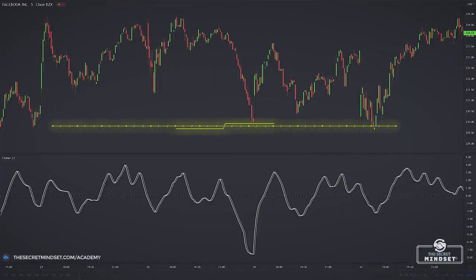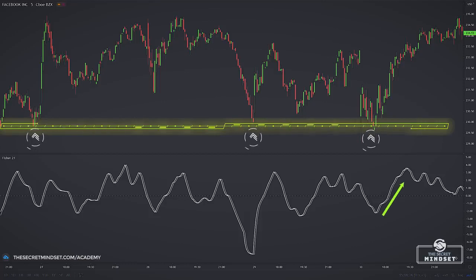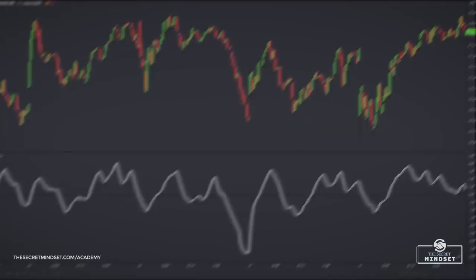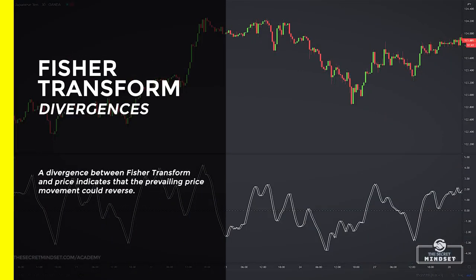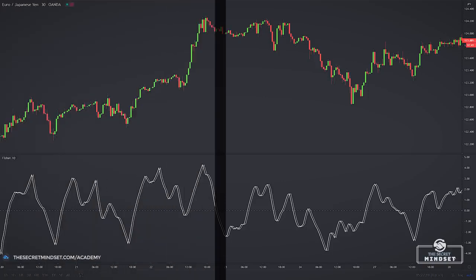For example, when the price is rising overall or the market is at a major support level, use the Fisher transform for buy entries. During a downtrend, or when the market is at a key resistance level, use it for short signals. Another entry signal offered by the Fisher transform is related to divergences. Whenever there is a divergence between the Fisher transform and price, it usually indicates that the prevailing price movement would reverse.